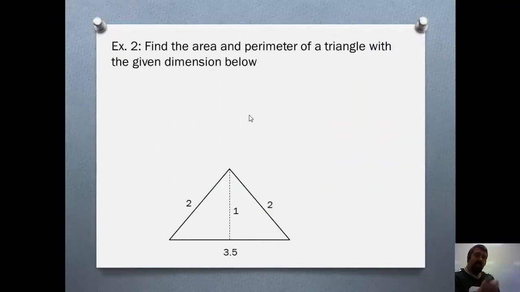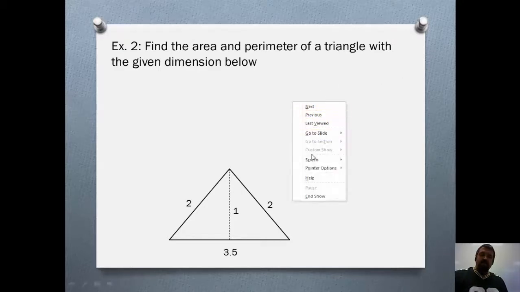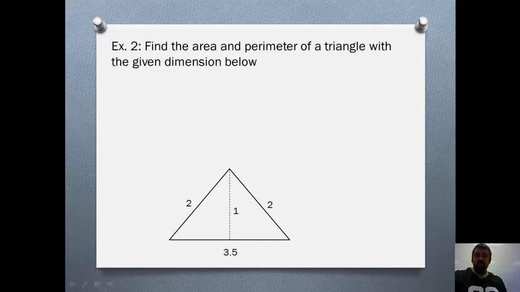Example 2, the picture is already drawn for me, so I know that I'm going to be pretty nice. The only thing that they really missed was that right angle symbol at the bottom, so I'm just going to add that in. Normally you wouldn't add this in if it's not labeled, but it was supposed to be. Much better. And now that I have that, let's actually find the area and perimeter of this triangle.